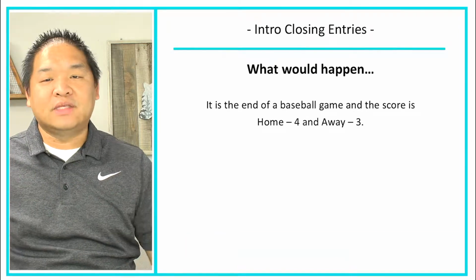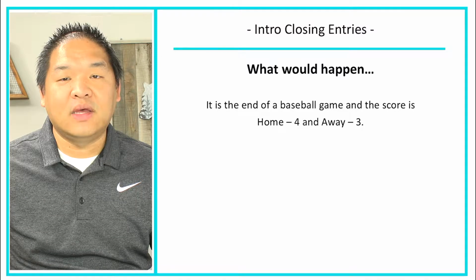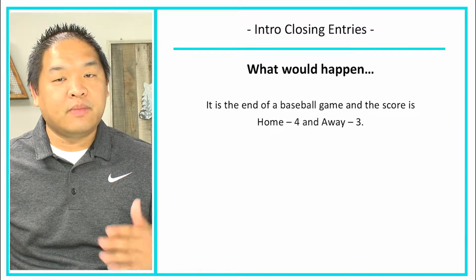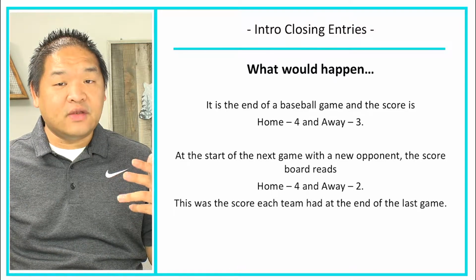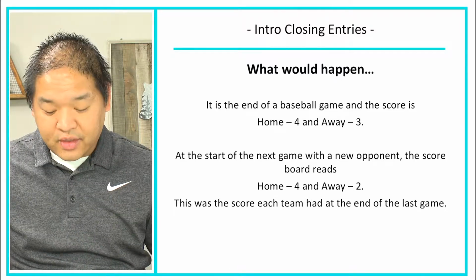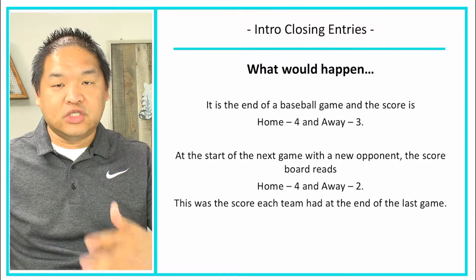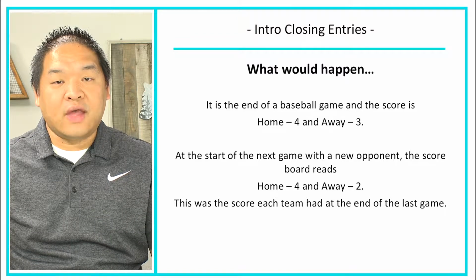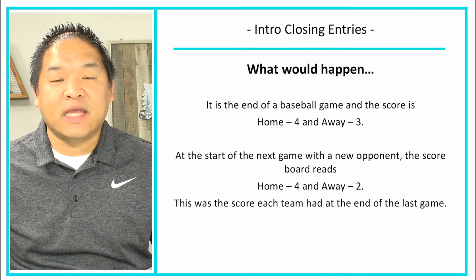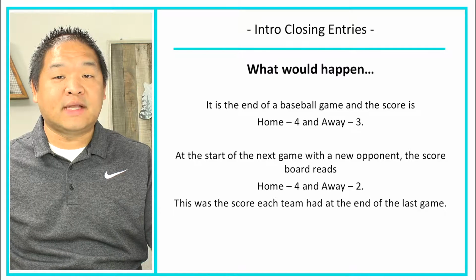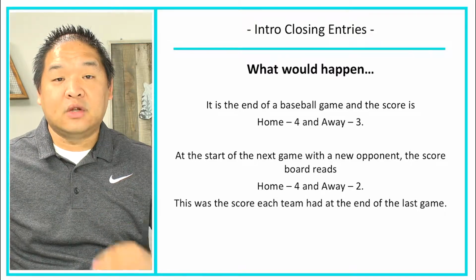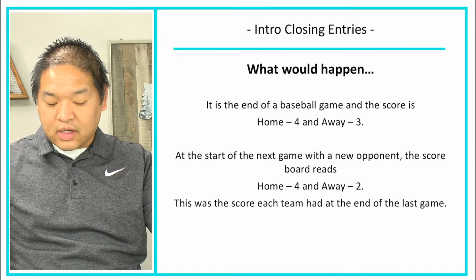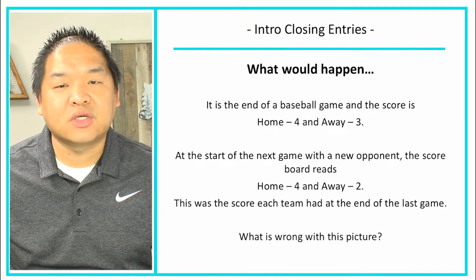So what would happen in this scenario? It's the end of a baseball game, and the score is home 4 and away 3. Then a couple of days later, at the start of the next game with a new opponent, the scoreboard reads 4-2 at the very start of the game, meaning this was the score each team had at the end of the last game. So the home team had 4 points in the last game, and we just rolled that 4 over, and their new opponent had 2 from their last game, so we rolled that forward. How would that work? What's wrong with that picture?